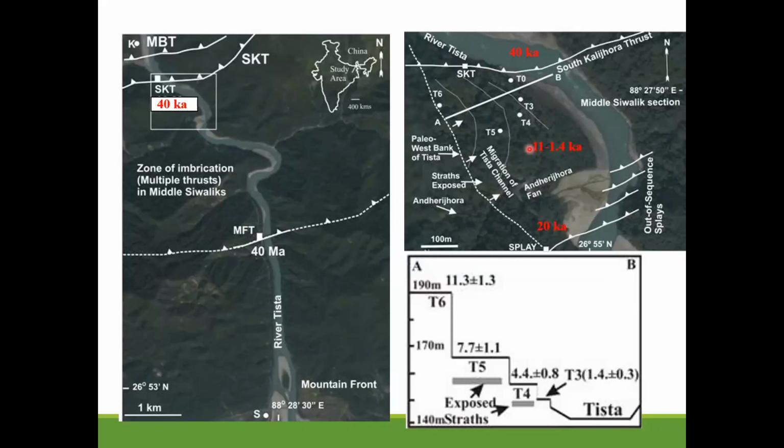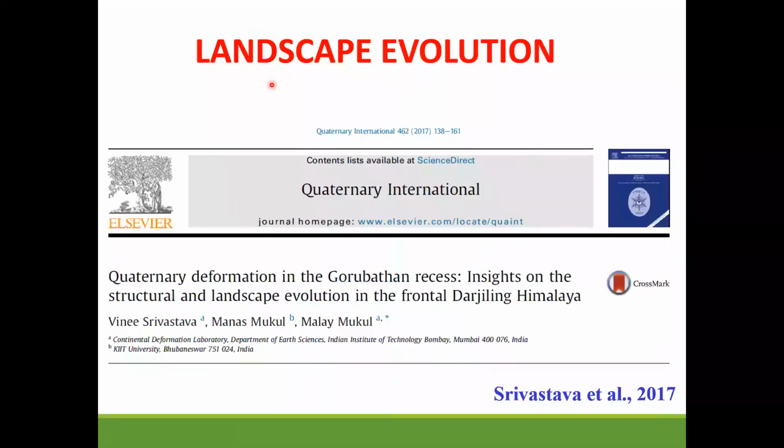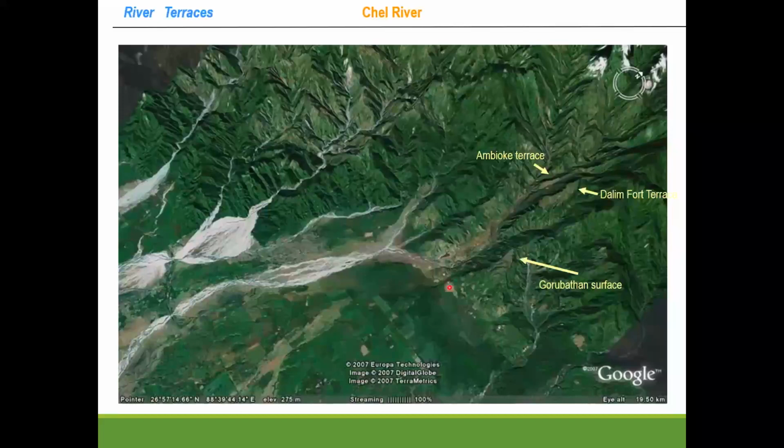Okay, so the other thing this does is landscape evolution. This is again an example from the Darjeeling Himalaya. And what it does, it basically affects how the frontal Himalaya looks. So this is basically Guru Bathan. And if you look at this, there are these river terraces. The river is actually running all the way here. So these were nothing but earlier river beds, which have been actually uplifted to heights which are almost half a kilometer above the present river.